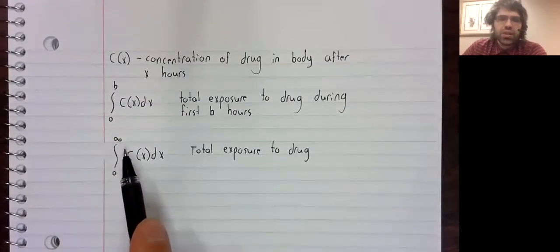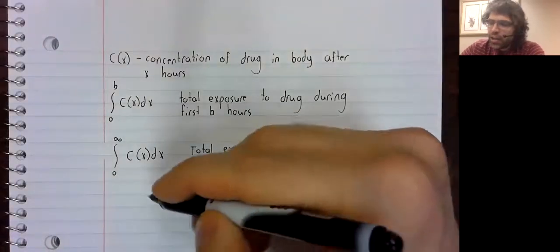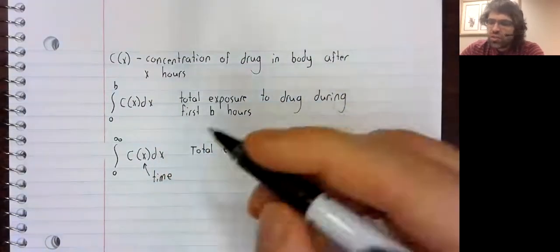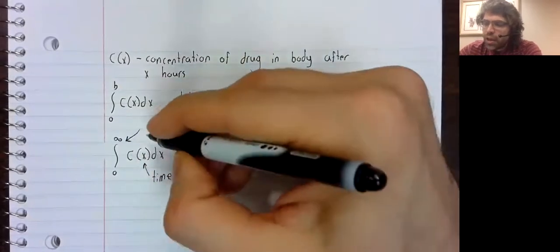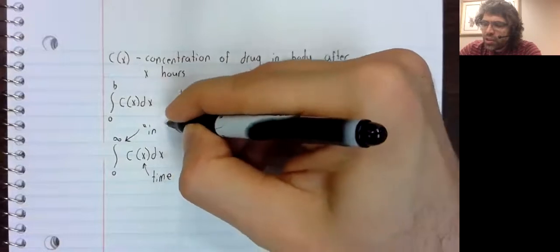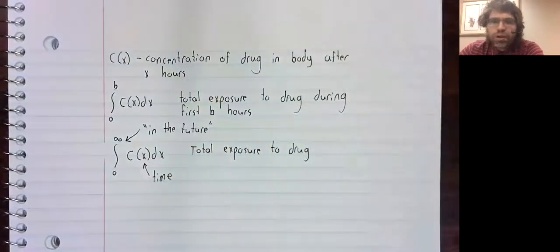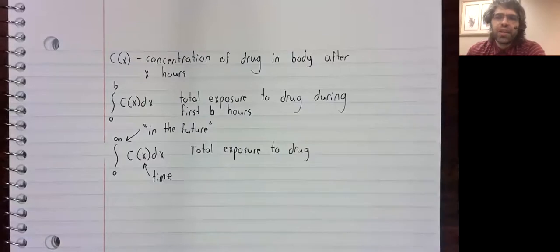Integrals like this show up all the time when your variable represents time and you're asking what happens in the future without wanting to put a specific number on what the future means. That is, without wanting to say that the future is 1,000 hours or 1,000,000 hours or any specific number.